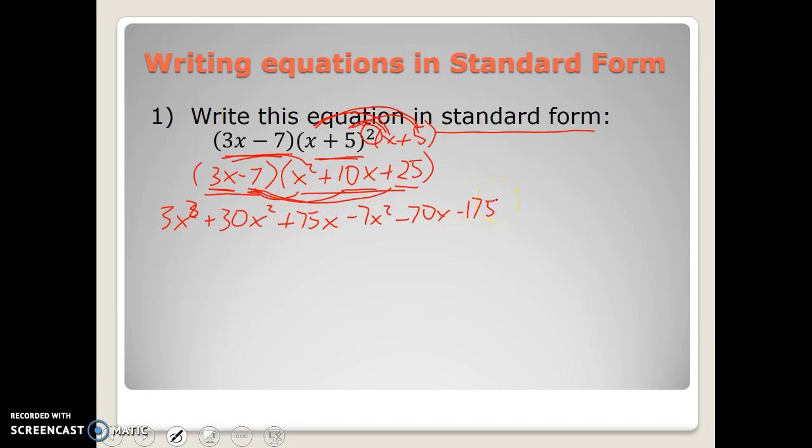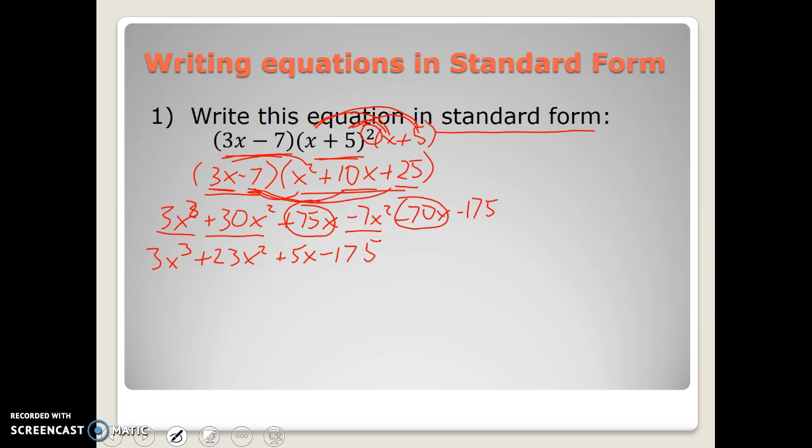So if I simplify like terms, I have my lone x to the third term, which is 3x to the third. But then I have 30x squared minus 7x squared, which is 23x squared. Then I have a 75x minus a 70x, which is plus 5x, minus the 175.